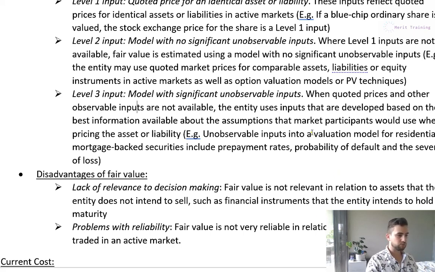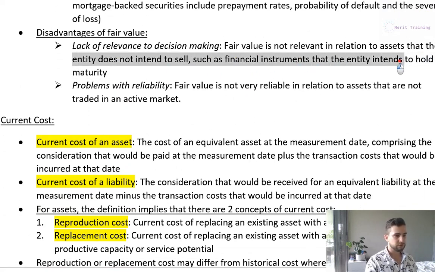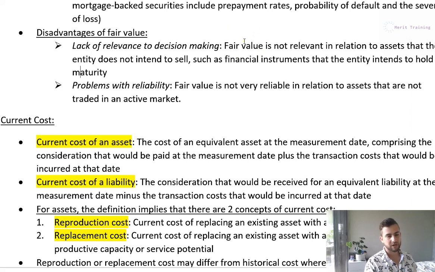because there's no directly comparable assets. So the disadvantage of doing fair value is it lacks relevance, because it's not relevant in relation to assets that the entity does not intend to sell, such as financial instruments that the entity intends to hold to maturity. And then problems with reliability. Fair value is basically the highest that someone's going to pay for it. How do you know what someone's going to pay for it? You might get that valuation wrong.